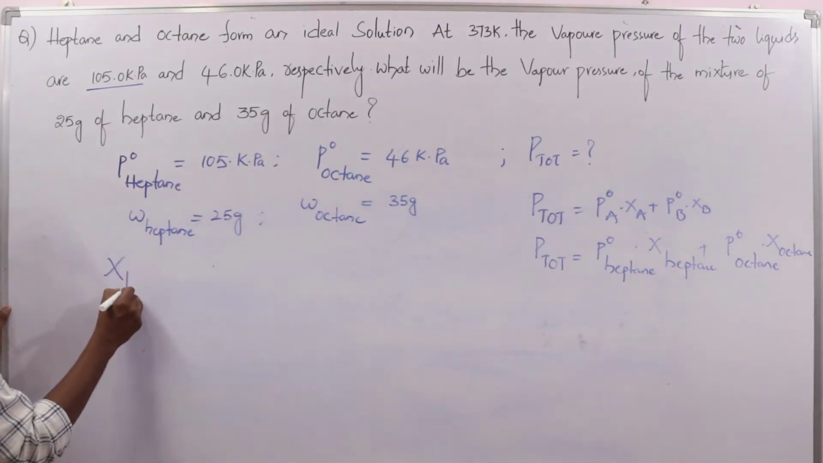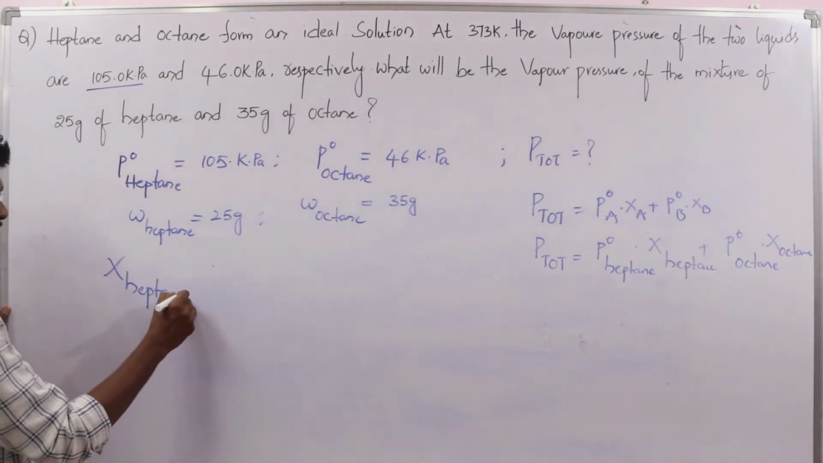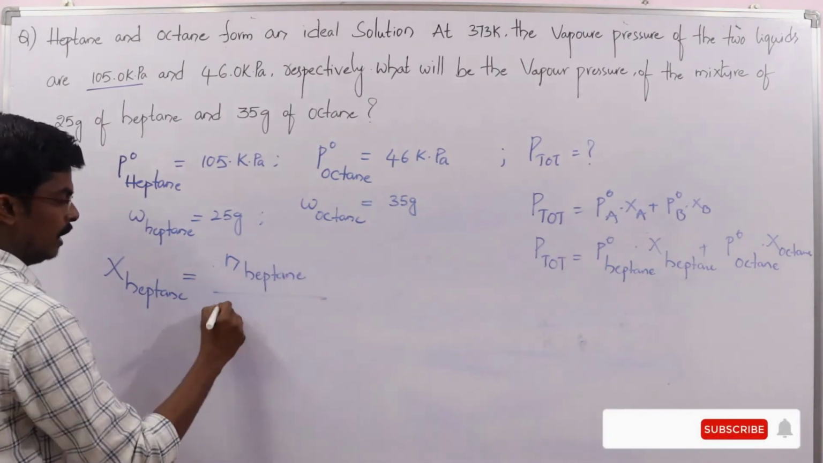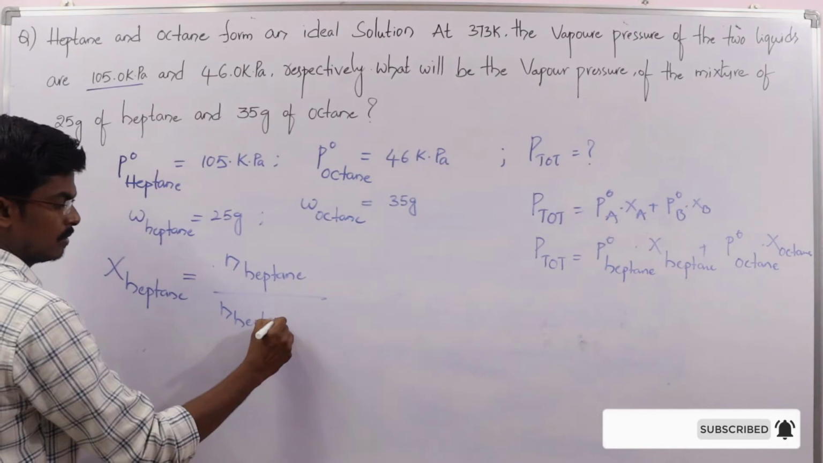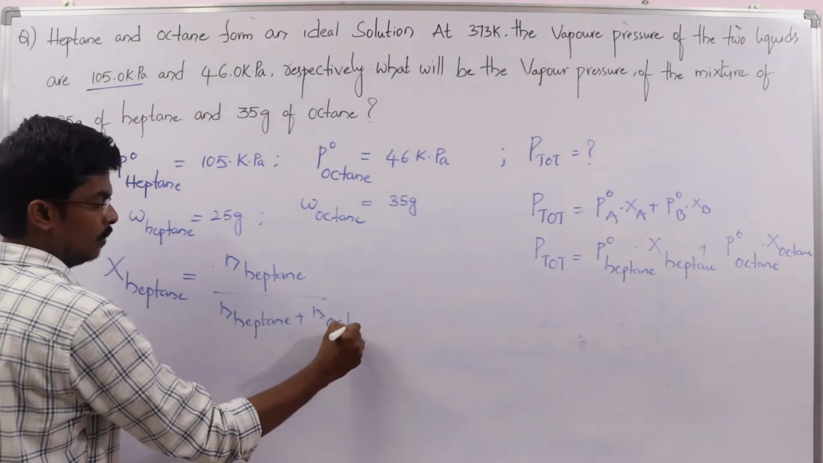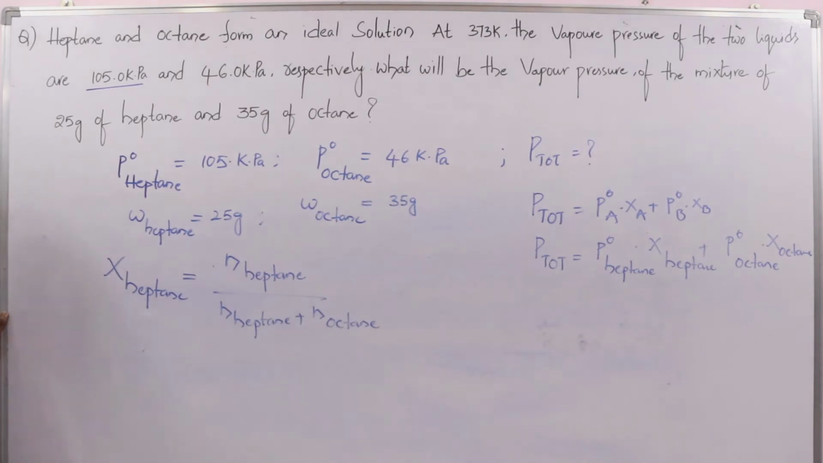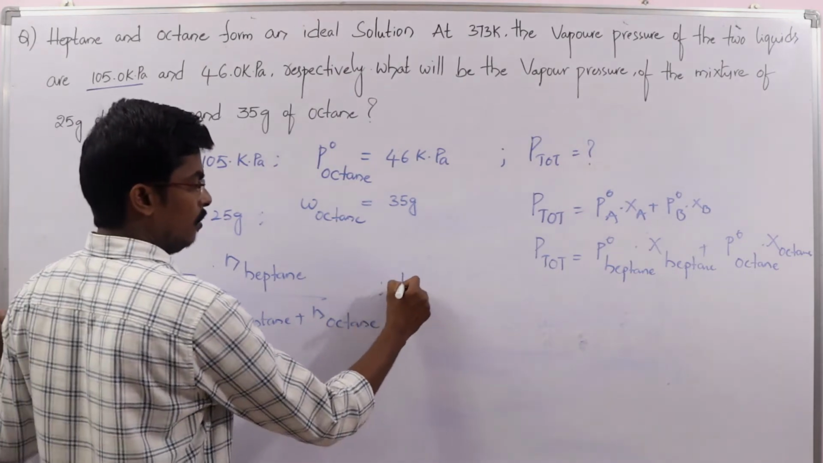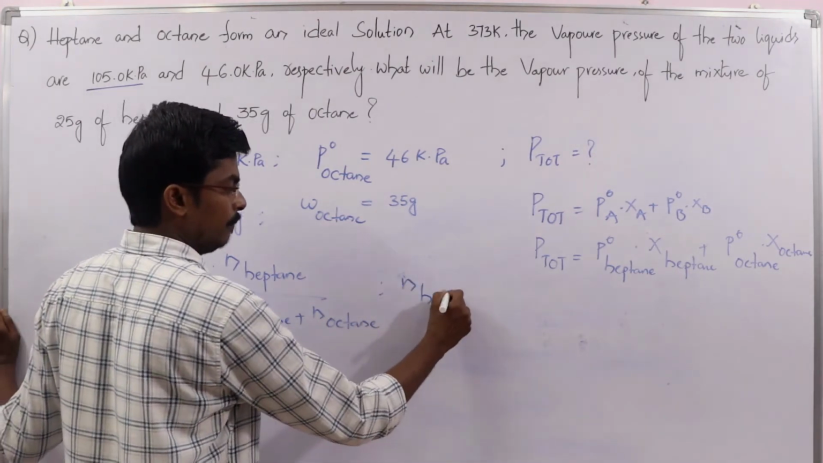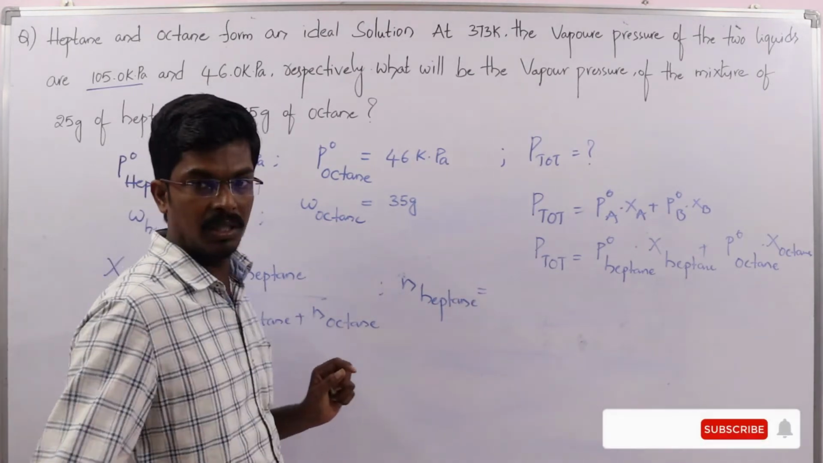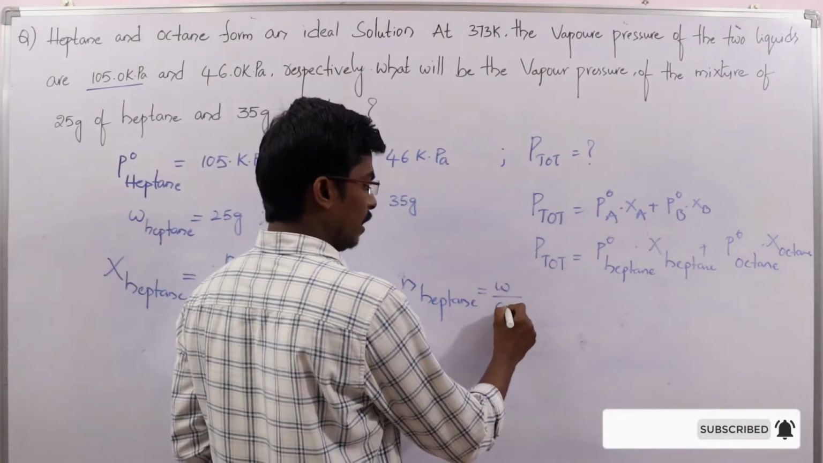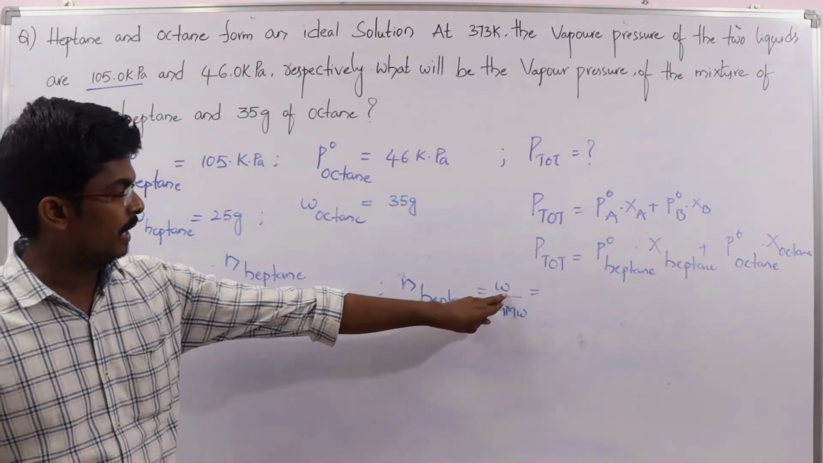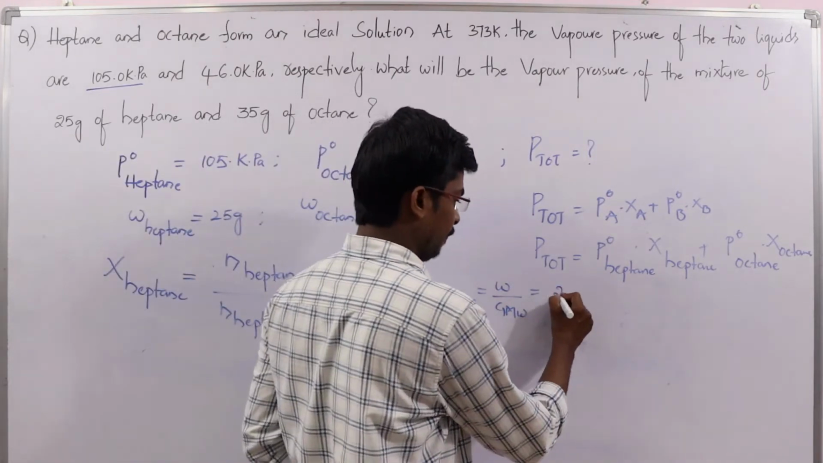What is the formula for the mole fraction? The mole fraction is equal to the number of moles of a particular substance by the total number of moles. With the two liquids, heptane and octane, the mole fraction of heptane is equal to the number of moles of heptane by the total number of moles. So how do we calculate N heptane? The number of moles is equal to weight by gram molecular weight. What is the weight of heptane? Heptane weight is 25.